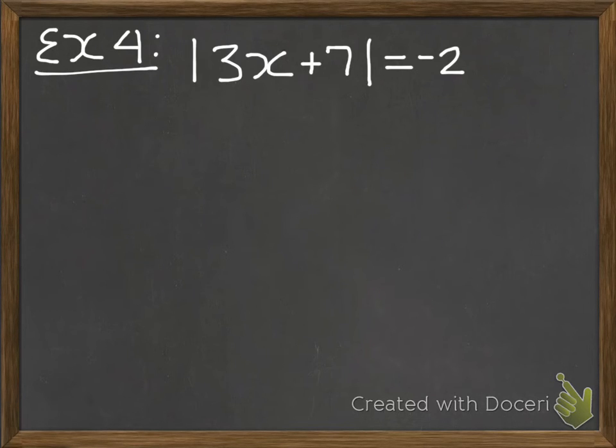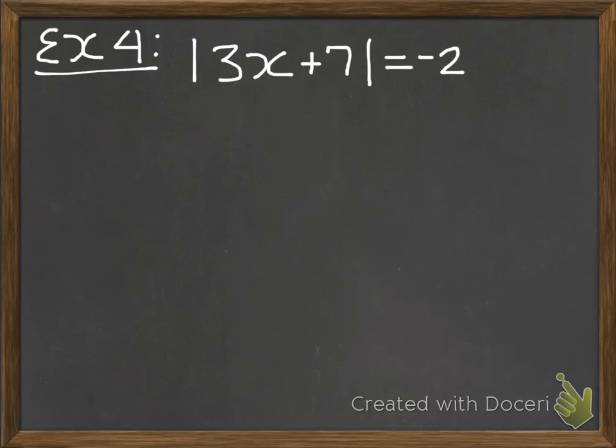Alright, the last example is the absolute value of 3x plus 7 equals negative 2. Immediately, some of you may be wondering what's going on here. So I immediately notice we have that the absolute value equals a negative, but we know that the absolute value is always the distance from the origin, therefore the absolute value must always be positive. But let's act as if we didn't notice that.